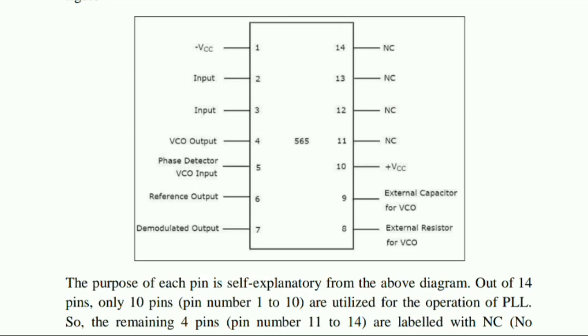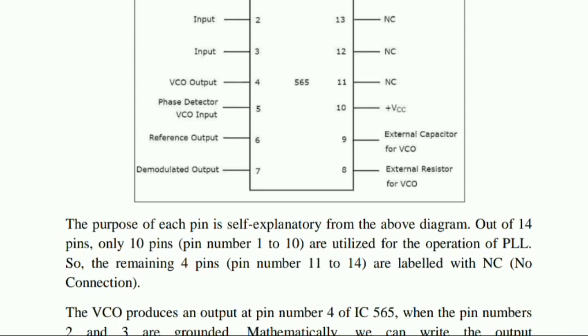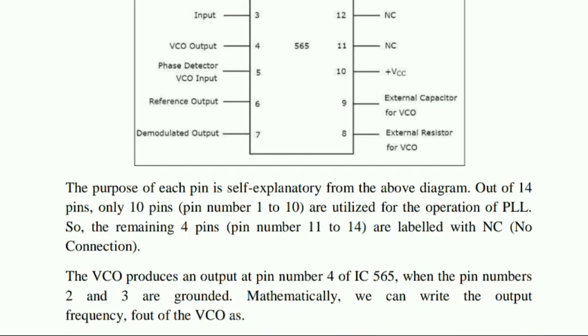And we are using 2 inputs: for pins 2 and 3 we are giving the inputs. The 4th pin is the VCO output. The 5th is the phase detector VCO input. The 6th is the reference output. The 7th is the demodulated output, which we will see in PLL applications. Pin 9 is the external capacitor connection for the VCO, and pin 8 the external resistor.